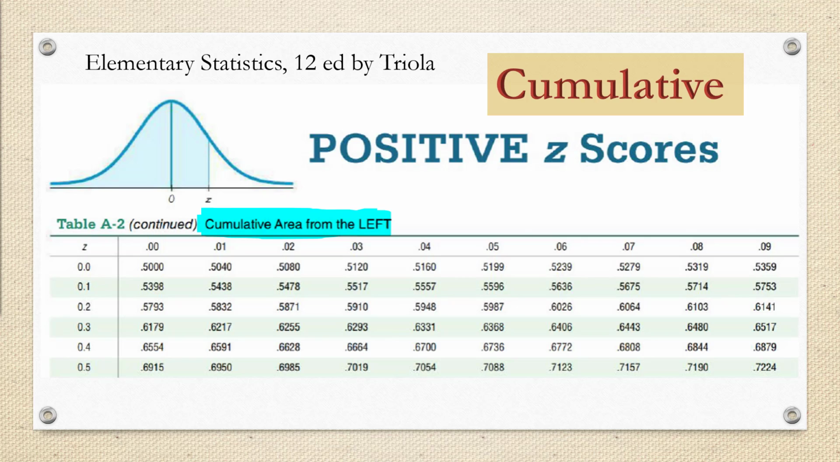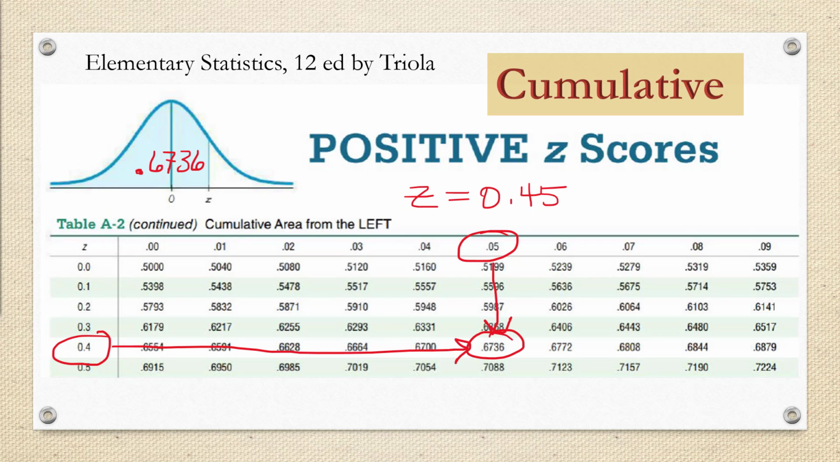top of the table. Let's suppose that we looked up z equals 0.45 on the table. So to find that, in the z column, you look for the first decimal place, 0.4. And then to get the hundredths place, we would look in the 0.05 column. Together, we see that it matches up with an area of 0.6736. So the area to the left of z is 0.6736.